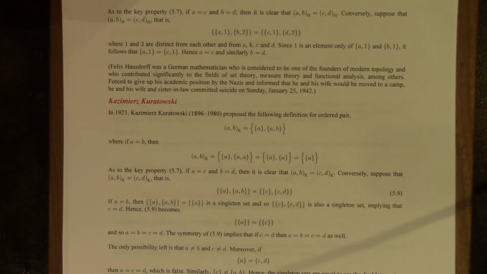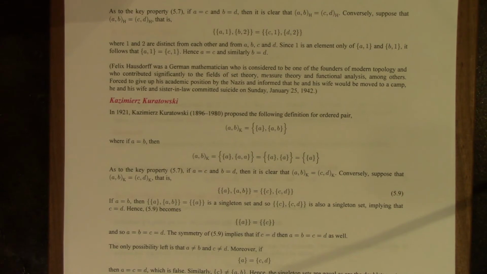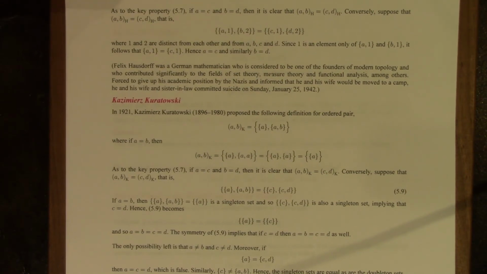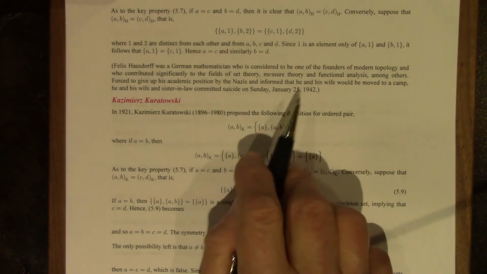Hausdorff was a German mathematician who's considered to be one of the founders of a branch of mathematics known as modern topology, and who contributed significantly to fields of set theory, measure theory, functional analysis, and others. He was very, very brilliant. Unfortunately, he was forced to give up his academic position by the Nazis, and he was informed that he and his wife would be moved to a camp. And because of that, he and his wife and his sister-in-law committed suicide. So that's very sad. It was 1942.